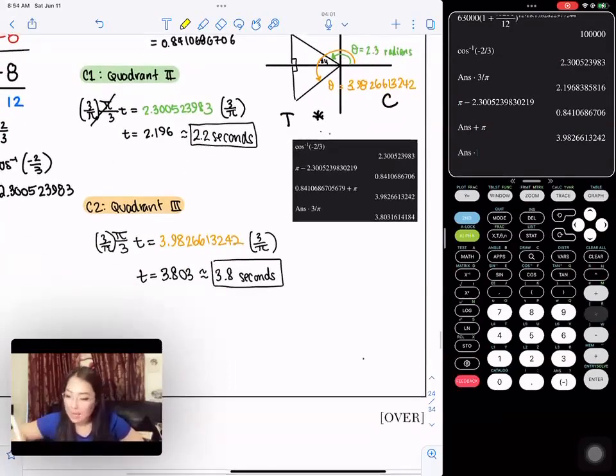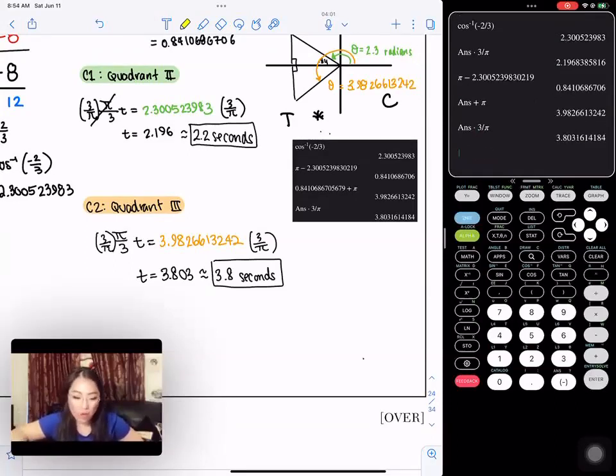And then you're going to times it by 3 divided by pi, because you have to solve for t. So you set pi over 3t equals to 3.98266, and then times it by 3 over pi, and that gives you about 3.8.